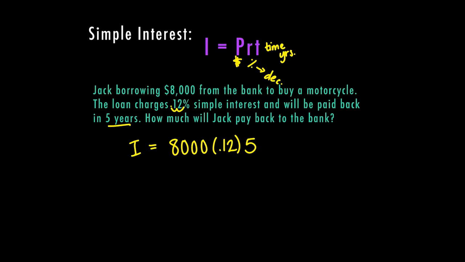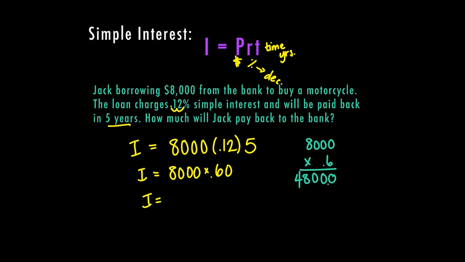So I'm going to do 8,000 times 12%, which is 0.12, times 5. And I know that 12 times 5 is 60, and then I have to move my decimal over 2 places to the left, so that would be 0.6. And then I'm going to multiply that times 8,000. So I can see here that 8,000 times 6/10 is going to equal $4,800.